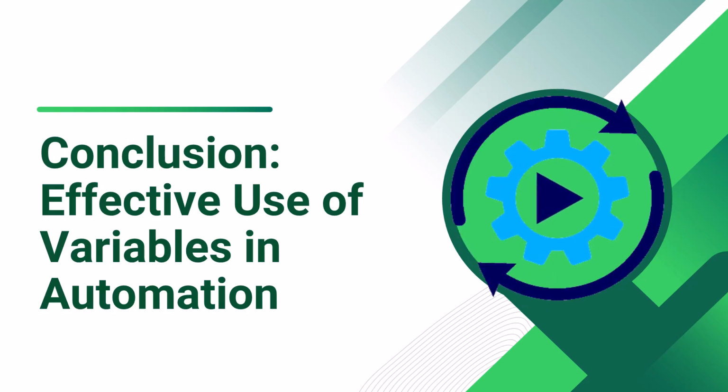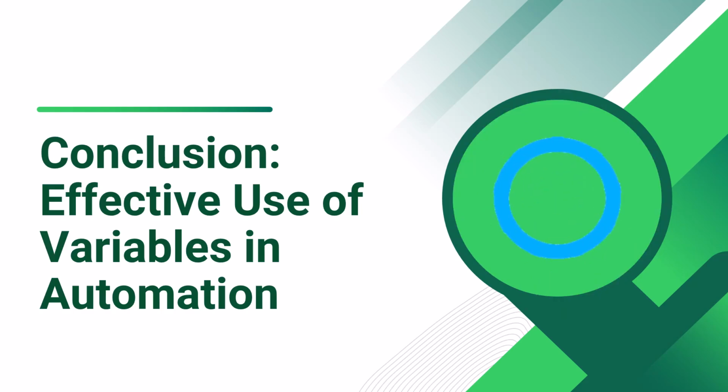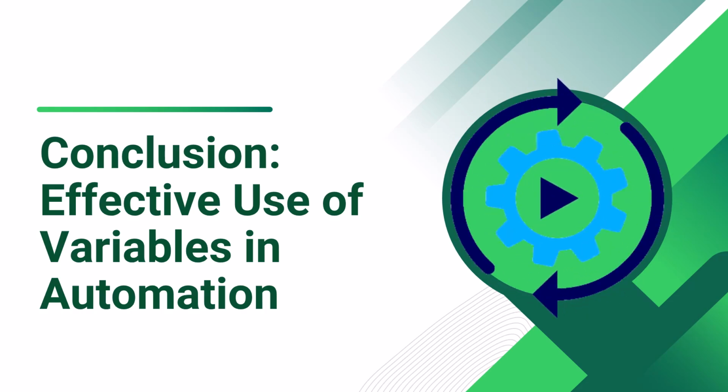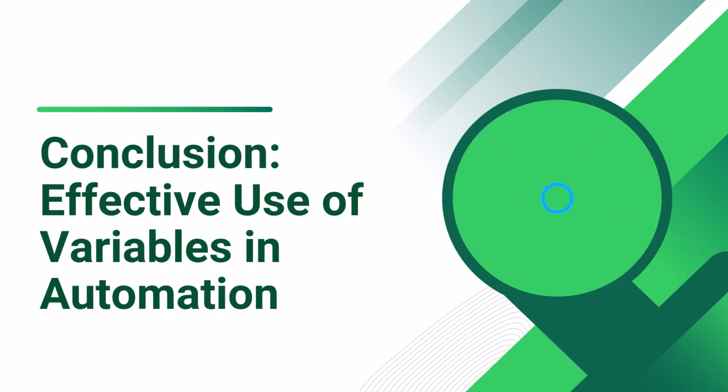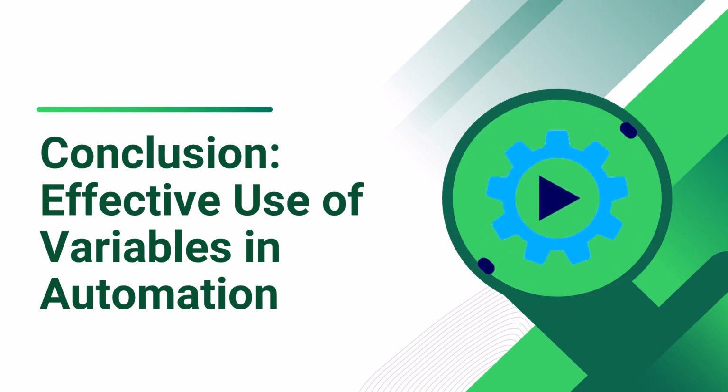Variables are the backbone of smooth automation. They simplify configurations, improve flexibility, and make your playbooks reusable. The key takeaway: use them wisely, name them smartly, and debug like a pro. Mastering variables is like leveling up in a game. It makes everything easier and more fun.